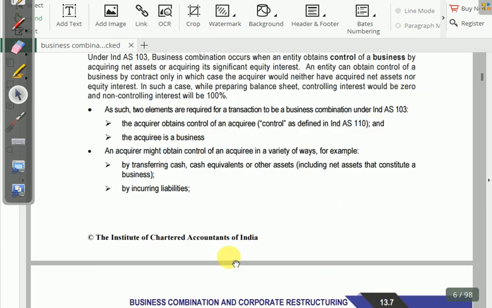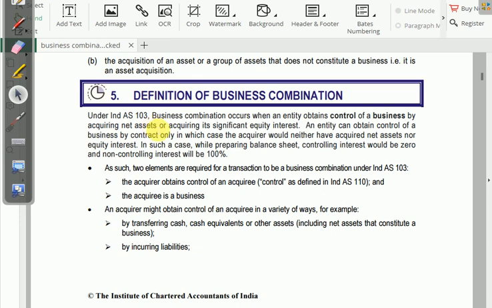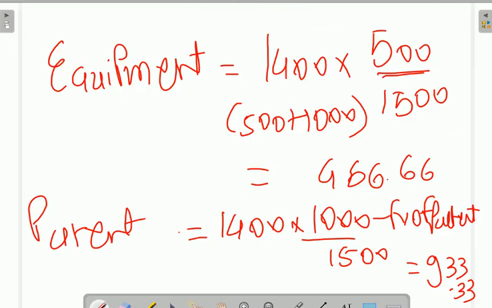Definition of business combination. Now we are seeing the definition of business combination. Under Ind AS 103, a business combination occurs when an entity obtains the control of a business by acquiring net assets or acquiring significant equity interest. We can get control by two methods: acquiring the net assets or acquiring significant equity interest. We can buy the net assets or we can buy the equity interest.